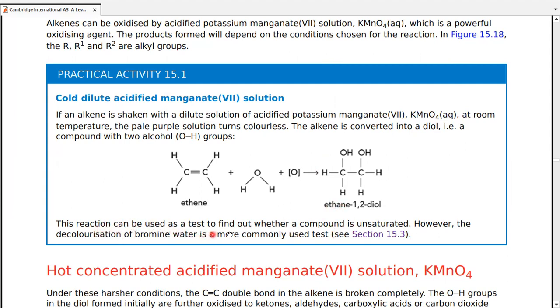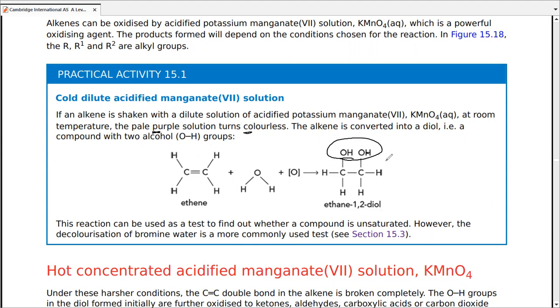So this reaction can be used as a test to find out whether a compound is unsaturated. Again, unsaturated means the doubly bonded carbon-based compounds or the triply bonded carbon-based compounds are both going to do that. Now, the decolorization of bromine water is the more commonly used test for unsaturation, but this one is also used. Back in IGCSE this one was also given. There, we never considered talking about diols because that wasn't a part of IGCSE. So we stick to the simple piece of detail that the pale purple solution turns colorless. That's about it. That was the boundary line that we drew back at IGCSE.